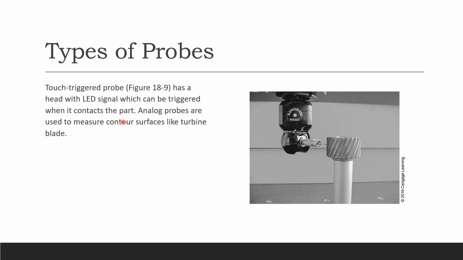Alright, the next one is a touch trigger probe. Touch trigger is nothing but when you start to measure, as soon as you have a contact, it's going to trigger the measurement. And it has a head with an LED light, okay, which is just a signal telling you, oh, I've started measuring, which can be triggered when it contacts with a part. The analog probes are used to measure contour surfaces, okay, like the turbine blade and things like that.